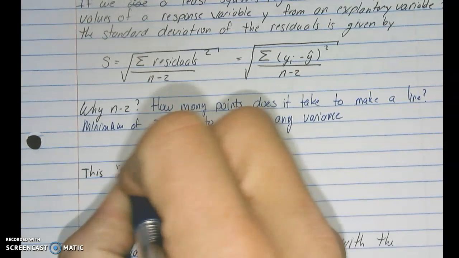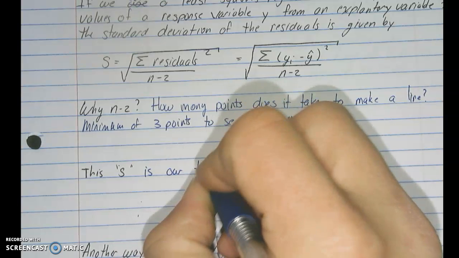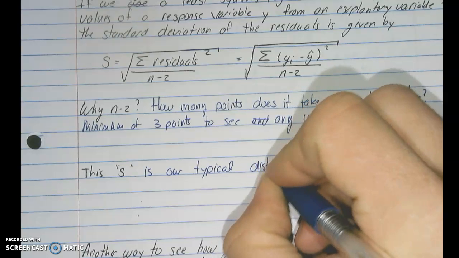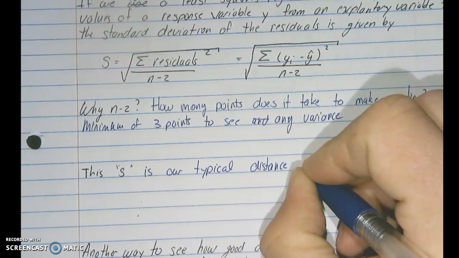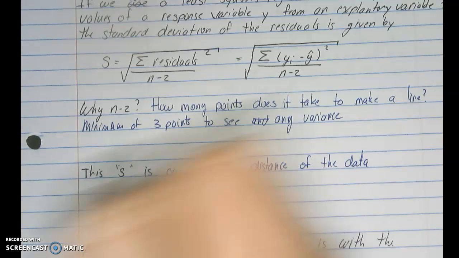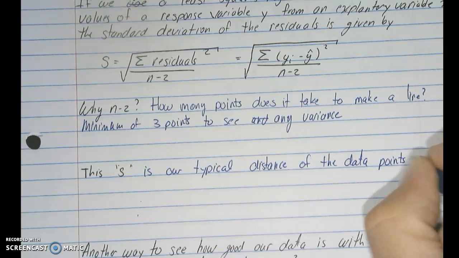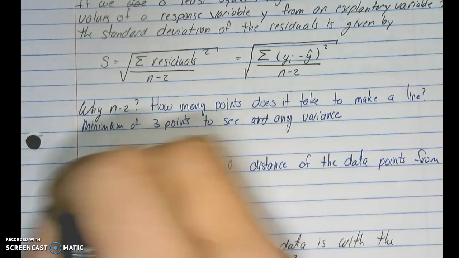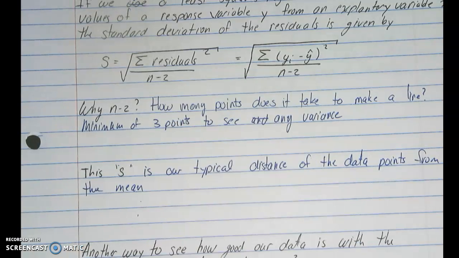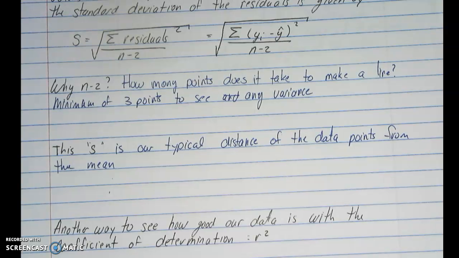All right, this is our typical distance of the data points from the mean. So that was our definition for our standard deviation. How far are we from the typical distance from the mean?